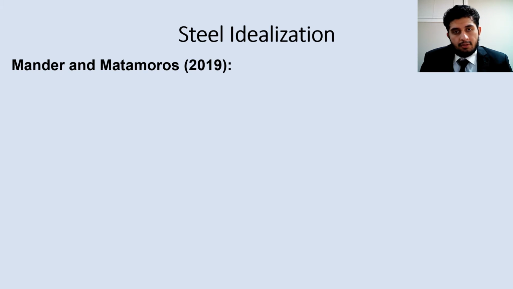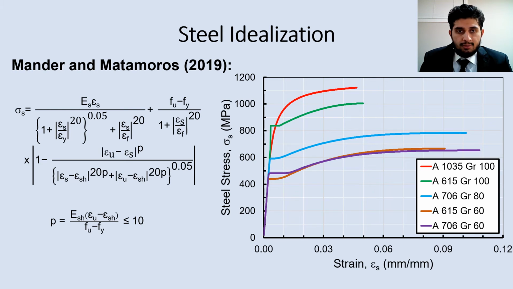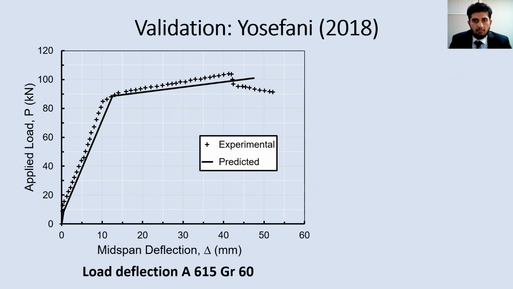And we used these parameters and inputted them into the steel idealization by Mander and Matamoros in 2019. The first term here is the elastic portion, and the second term is the plastic portion with strain hardening properties. So the stress-strain curves for different reinforcements were plotted using this idealization. You can observe that the yielding point is distinct for almost all of these reinforcements, apart from A1035 grade 100, which is exhibiting a roundhouse behavior.